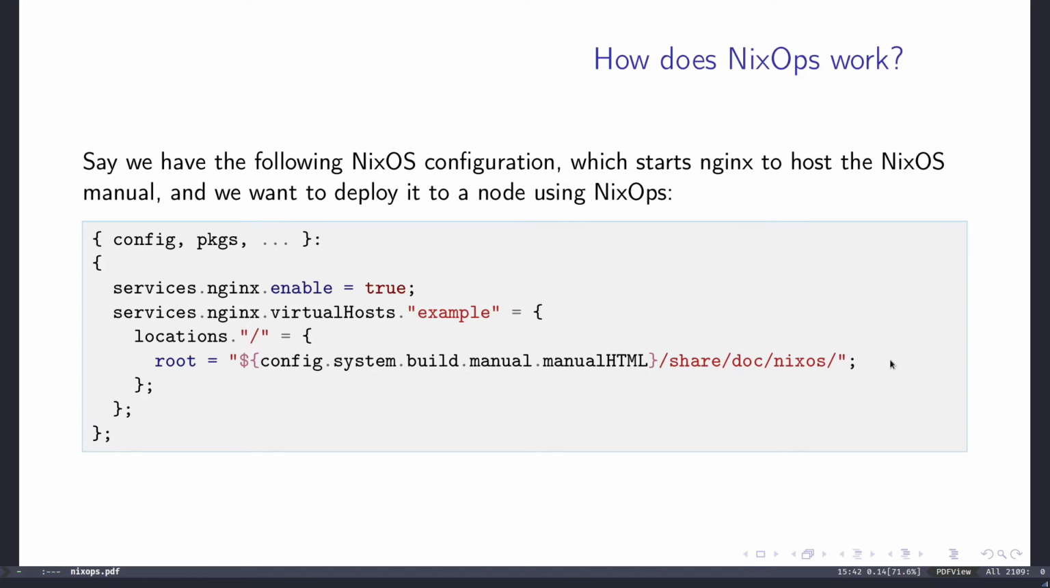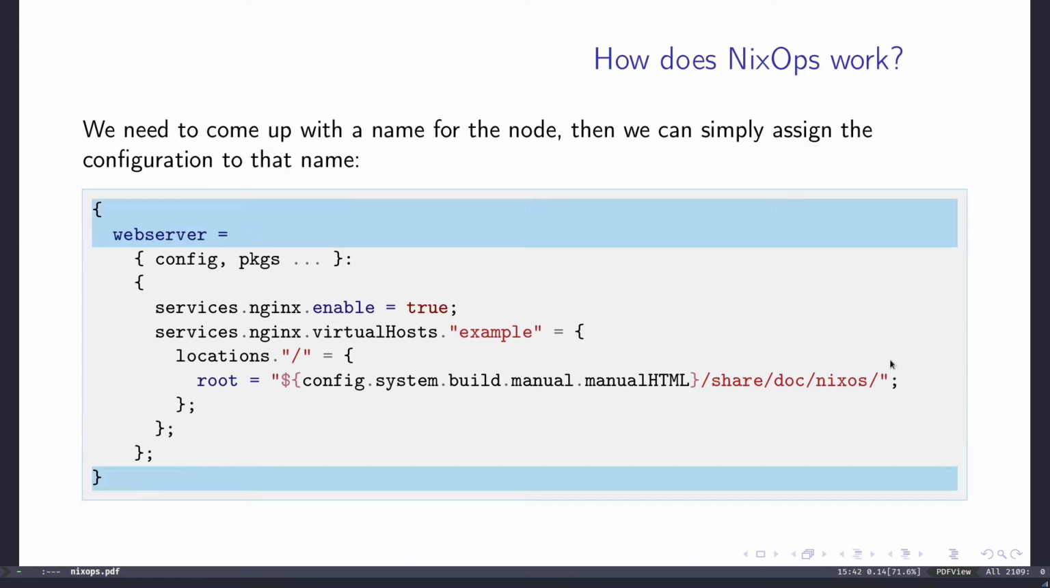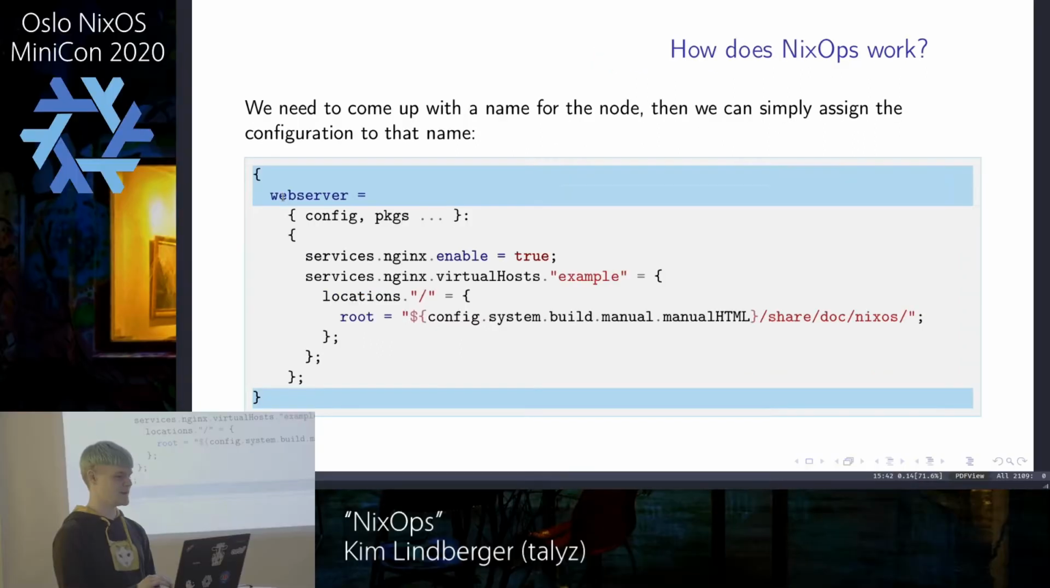But we want to deploy this using NixOps. The first thing we do to construct our deployment specification is to wrap this in an attribute set and set it to the node name we want for the node. So just simply call this web server, and the rest of the configuration is exactly the same as it was in NixOS.